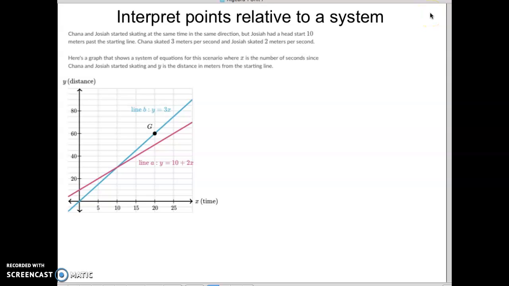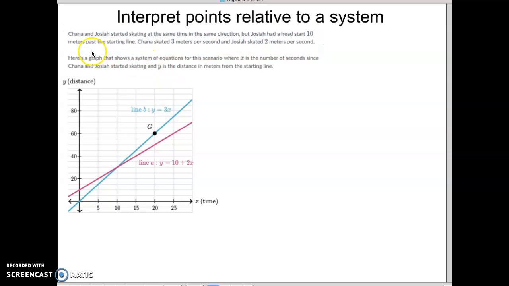All right, con number 4 from systems of equations. Interpret points relative to a system. So this one takes some thinking, guys. You really have to think this one through. It might be a little hard to read here, so to help you follow along, I'll read this part right here.